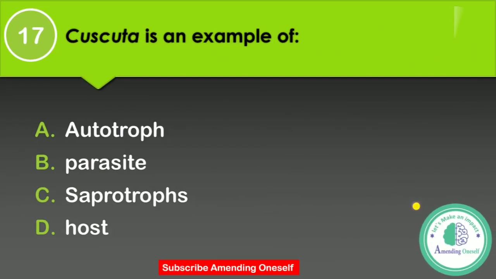Question number 17 is, Cuscuta is an example of. Following are the options. Option A, autotroph. Option B, parasite. Option C, saprotrophs. Or option D, host. I repeat the options. Options are A, autotrophs; B, parasite; C, saprotrophs; or D, host. The question is, Cuscuta is an example of.